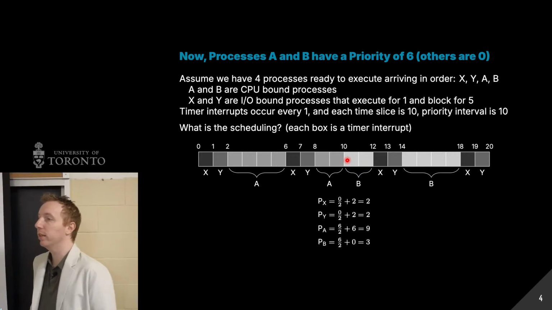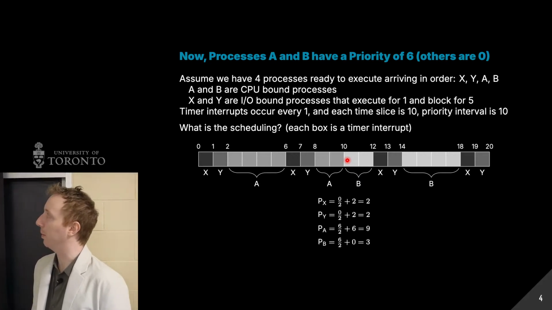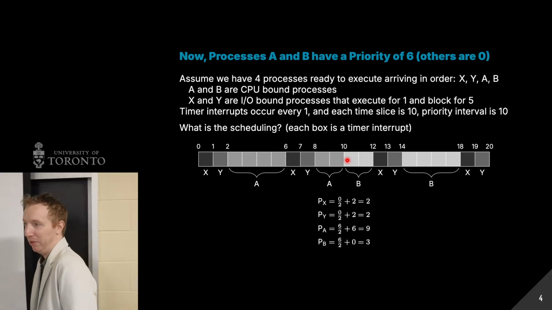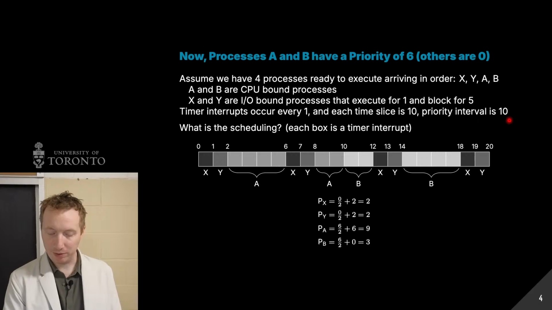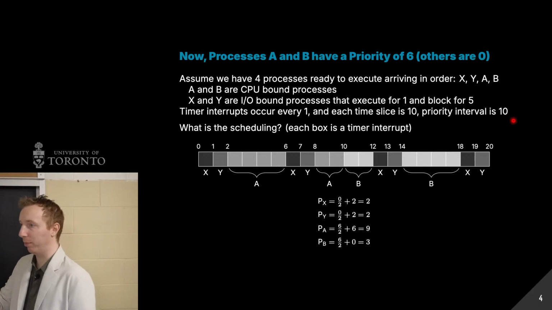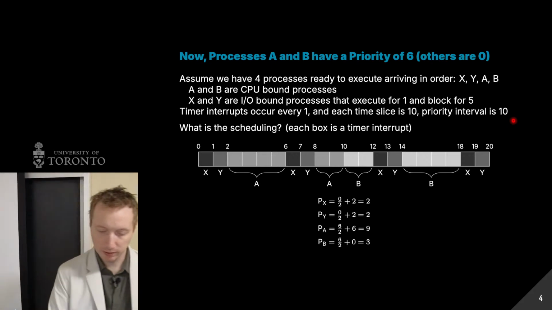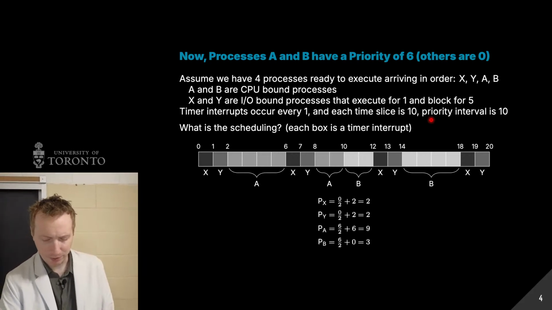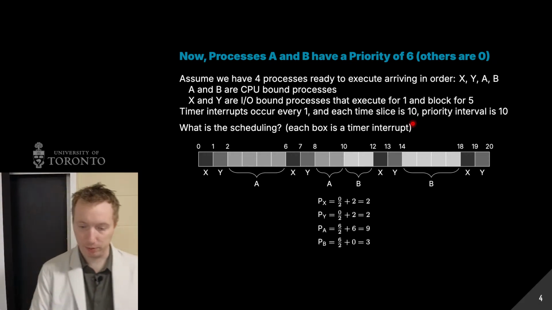Yeah? When would the time slice be significant? The time slice will never be significant. It's just an implementation detail. So the only thing that matters for this one is the priority interval, whenever you recalculate the priorities, because only then will you make a different decision. Sometimes they have them both, but the time slice is fairly irrelevant. Recalculating the priorities is the important one.